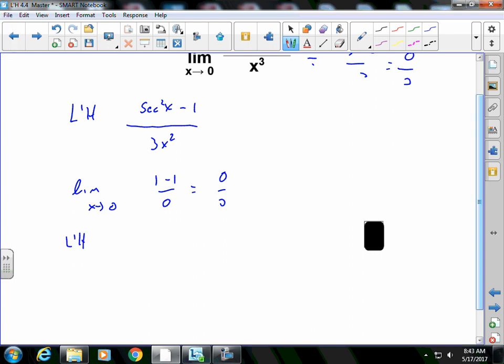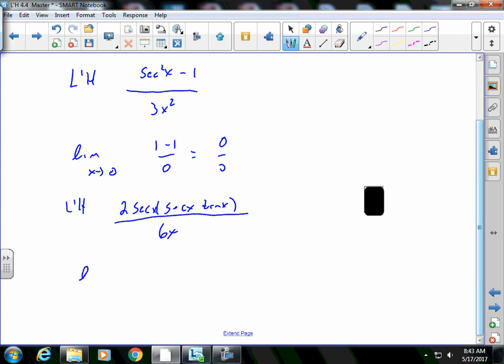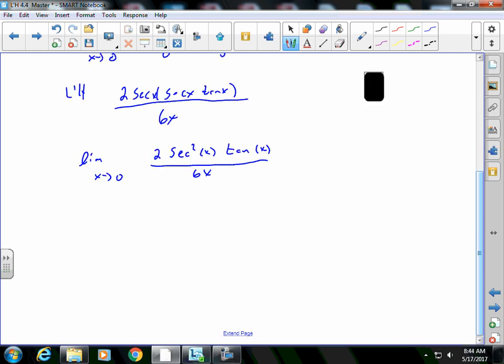So I take the derivative of secant squared, bring down the 2, leave the secant alone, make the 2 a 1, multiply that by the derivative now of secant. The derivative of secant is secant x tan x. And I write that all over the derivative of 3x squared, which becomes 6x. Now I'm going to clean this all up. I'm looking at the limit as x approaches 0 of 2 secant squared x tan x all over 6x. Well, I can clean that up. I can cancel some things. So I'm really looking at the limit as x approaches 0 of secant squared x tan x over 3x, because I canceled out the 2 and the 6.